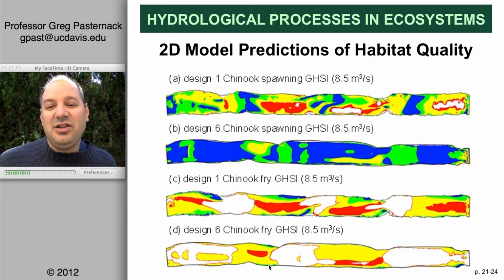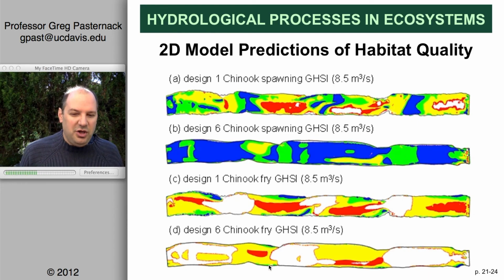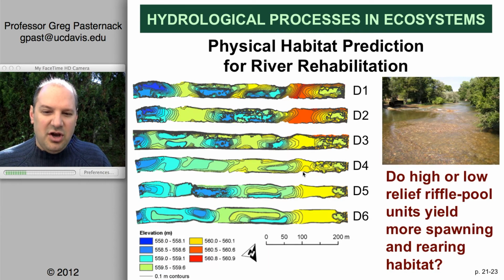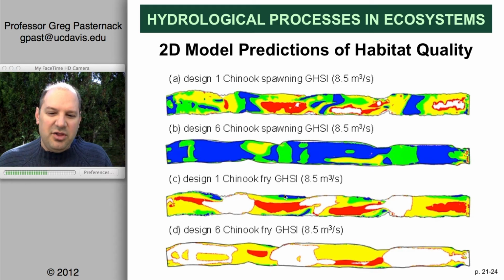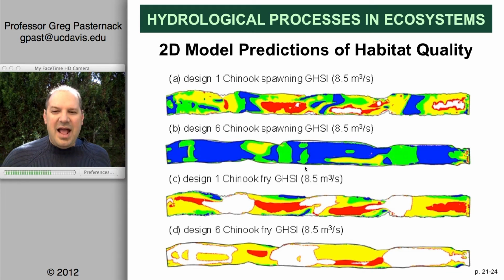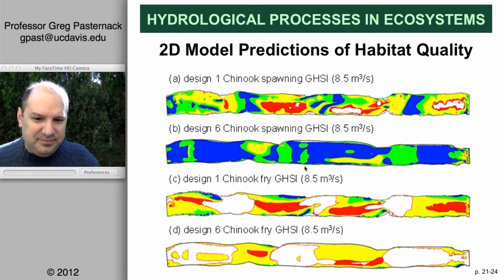In contrast to that, when you look at fry habitat, Design 6 is almost devoid of it. This is just totally useless for rearing, whereas Design 1 does provide some areas for rearing in the sheltered zones behind the bars. Here's this bar going across in the middle, and this green and aqua back here is a place where there's sheltering from the velocities, so there is some habitat present there. This goes to show that when you look at different life stages, the design of a river might have very different needs.